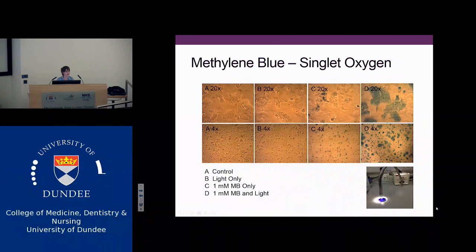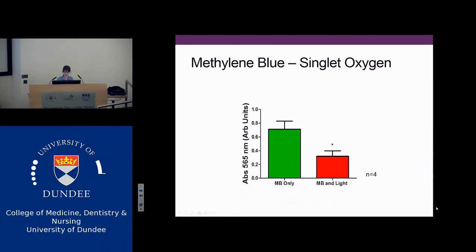It doesn't quantify the amount of viability or cell death. So we then went on to use the MTT assay to quantify the viability of the cells. Methylene blue treated only cells have an arbitrary value of about 0.7. However, methylene blue and light significantly reduces the number of viable cells remaining.